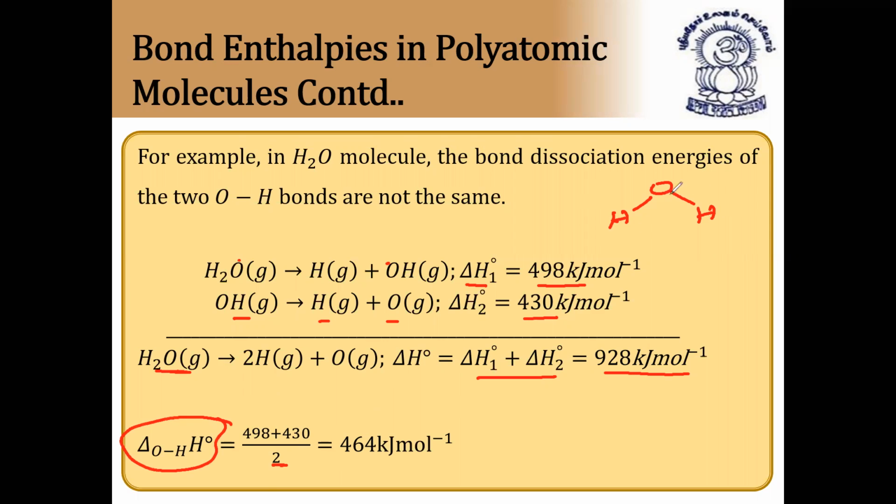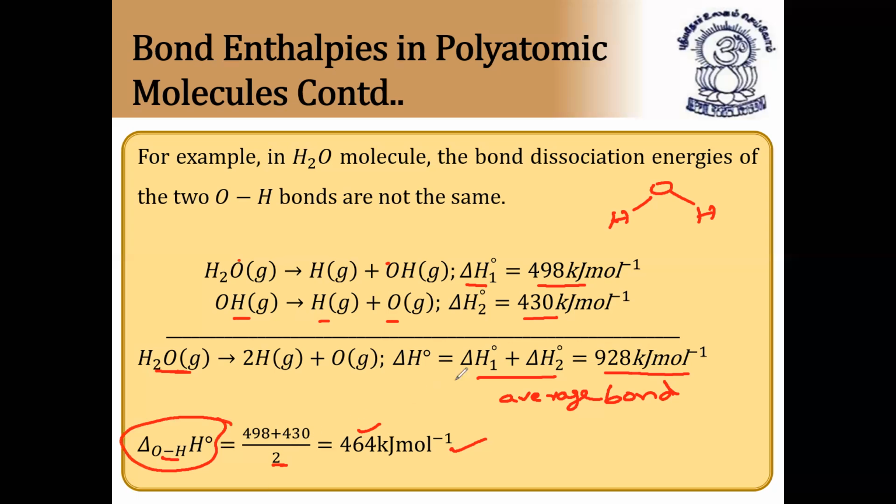Because we have two OH bonds, we'll take it as 464 kilojoules per mole. It is taken as 498 plus 430 by 2. In this way, we'll calculate average bond enthalpy. So this is called average bond enthalpy. So the average bond enthalpy of formation of OH is taken as 464 kilojoules.